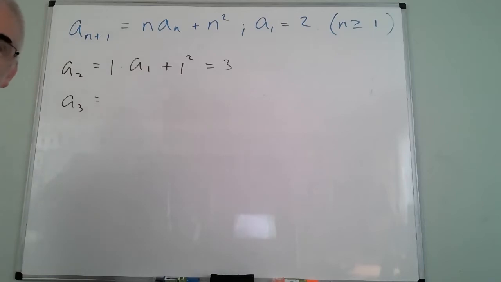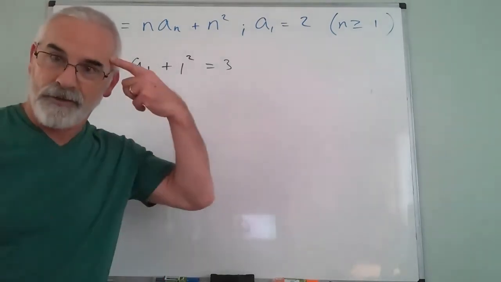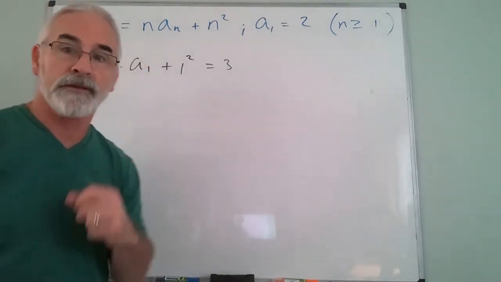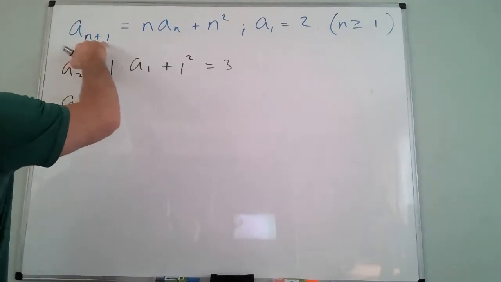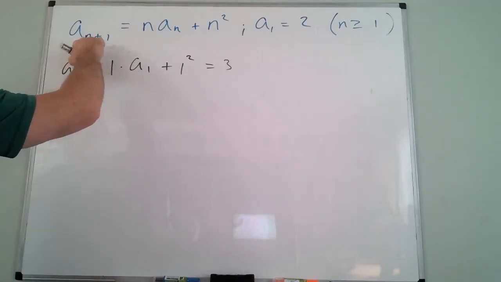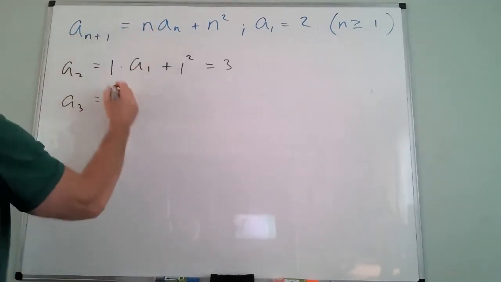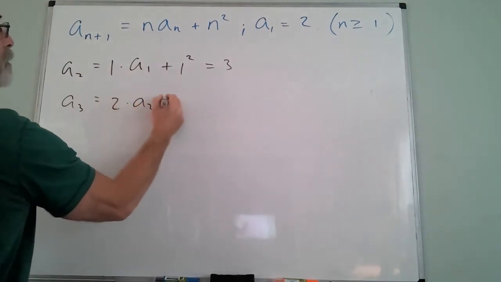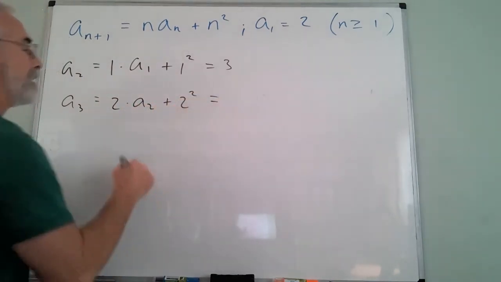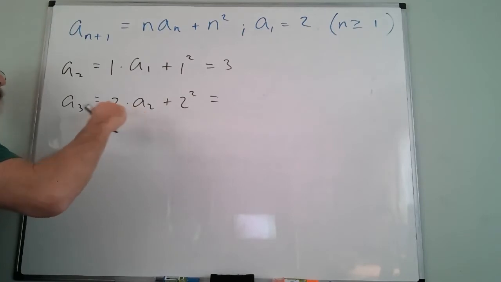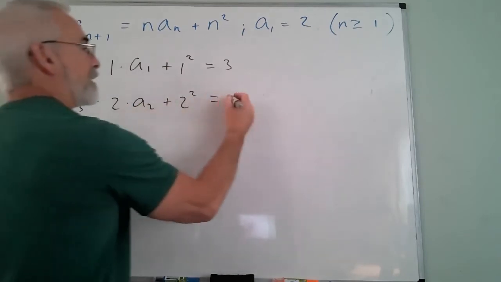This is where we sometimes get in trouble. When I say A3, my brain says replace n with 3. No, the subscript has got to be a 3. So I'm replacing n with a 2. So this would be 2 times A2 plus 2 squared. A2 was a 3. So 2 times 3 plus 2 squared, that'd be a 10.